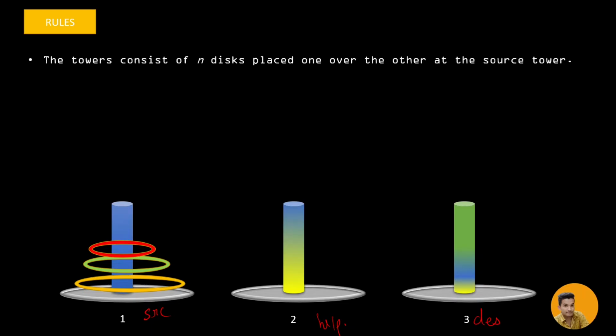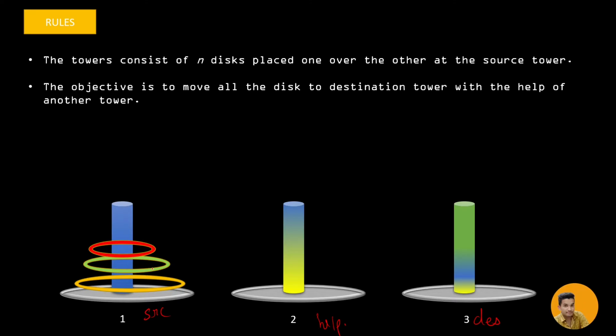The first rule is that the tower consists of n disks placed over one another at the source tower. So you will see these disks kept at the source tower. The objective of the game is to move all these disks from the source to the destination, and we can take the help of the second or helping tower.